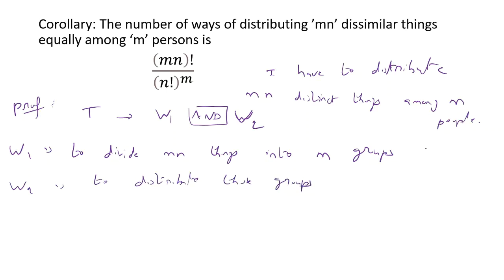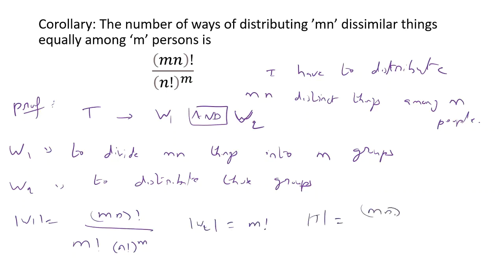This implies the number of ways of doing W1 is equal to mn factorial upon m factorial times n factorial raised to m, and the number of ways of doing W2 is equal to m factorial. Therefore, the number of ways of completing the task is equal to mn factorial upon m factorial times n factorial raised to m, times m factorial. So this m factorial gets cancelled, so finally we'll have this result: mn factorial upon n factorial raised to m. So you can understand this result using this one.